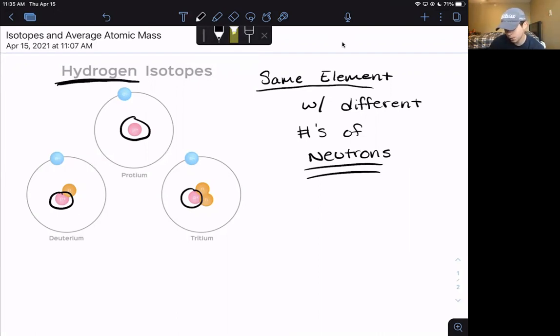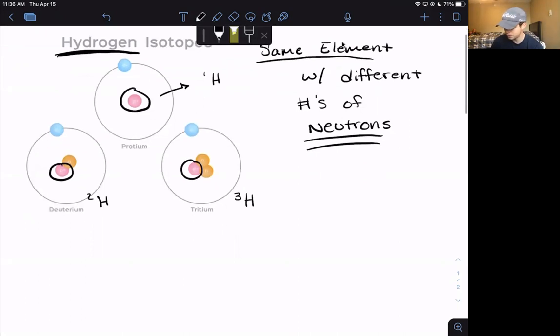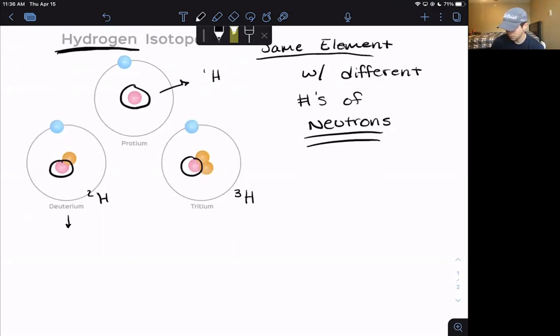So this is what most people think of when you think of hydrogen. This is hydrogen 1. Deuterium down here is H with a 2, and tritium is 3. So remember that the top number here is the atomic mass. All of these are hydrogen. They all behave like hydrogen, but deuterium is twice as heavy as what they call protium, or what most people just refer to as hydrogen. And this is 3 times as heavy.